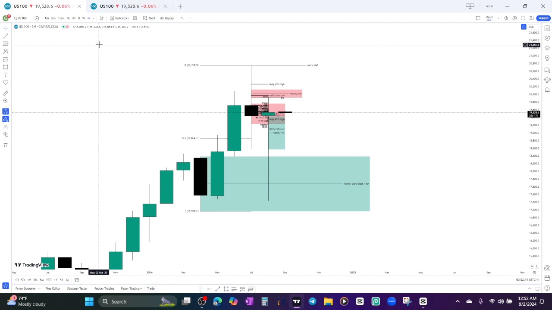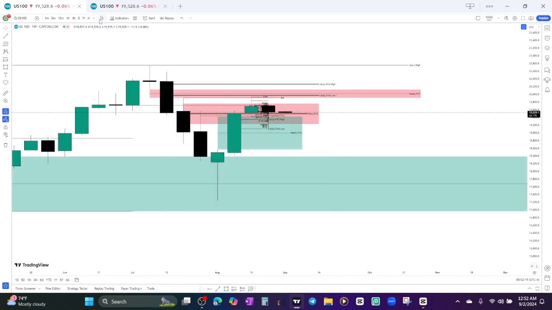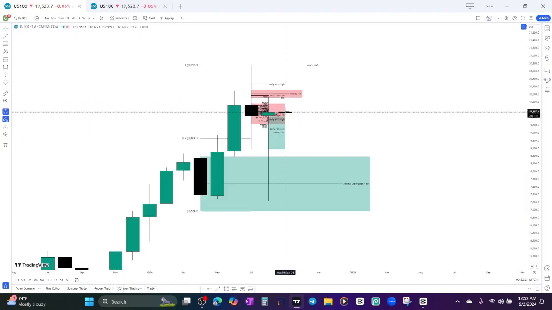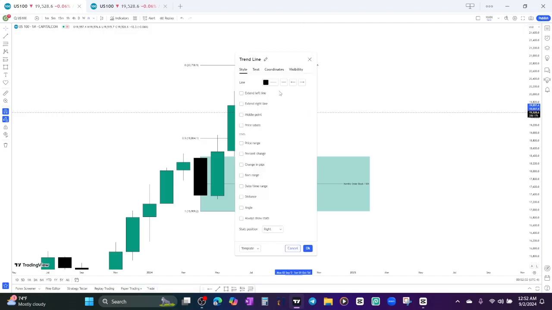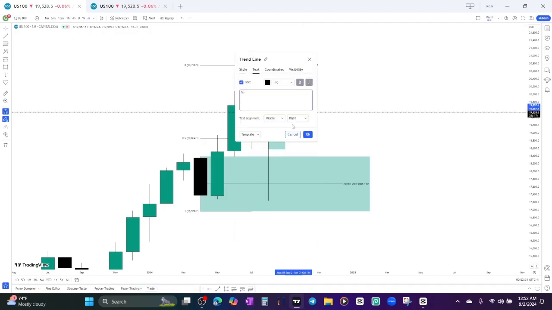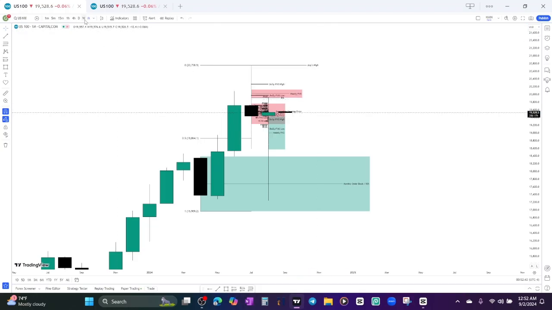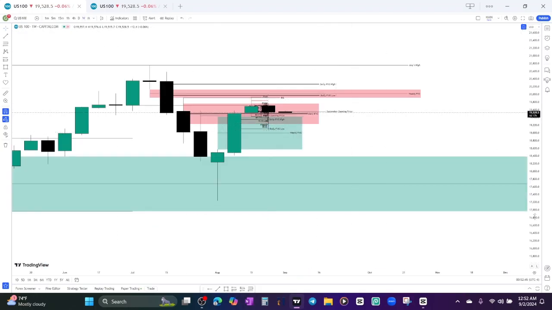And let's go ahead and actually label the open of this month. September opening price. Okay. Let's go down to a weekly. We have a lot of the same PD arrays here. We haven't moved too much.